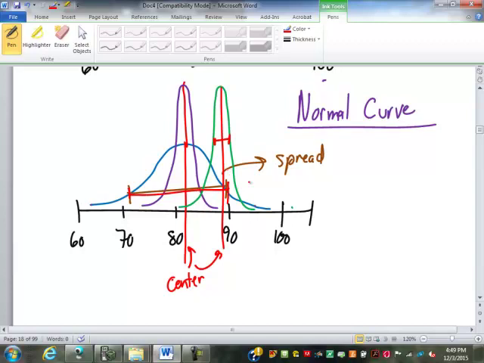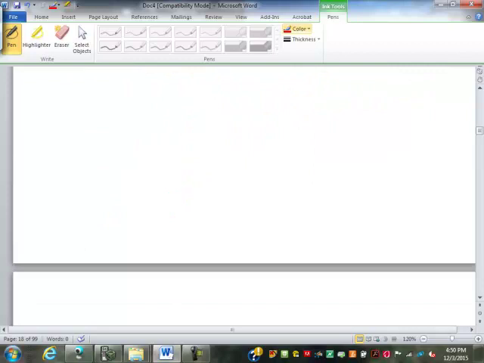Now, some data is what we call skewed, and we're not going to get into that. That means it's not quite a perfect bell. One side is stretched out a little bit. But for our purposes here, because we only have a couple nights to talk about statistics, we're going to talk about perfectly or relatively close to normal curves. So not going to deal with skews. So let's look at measures of center.